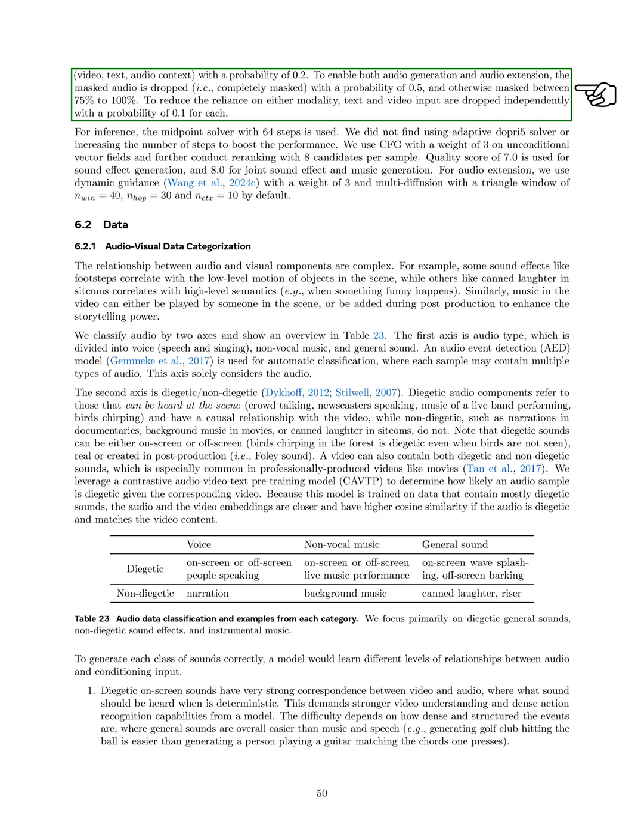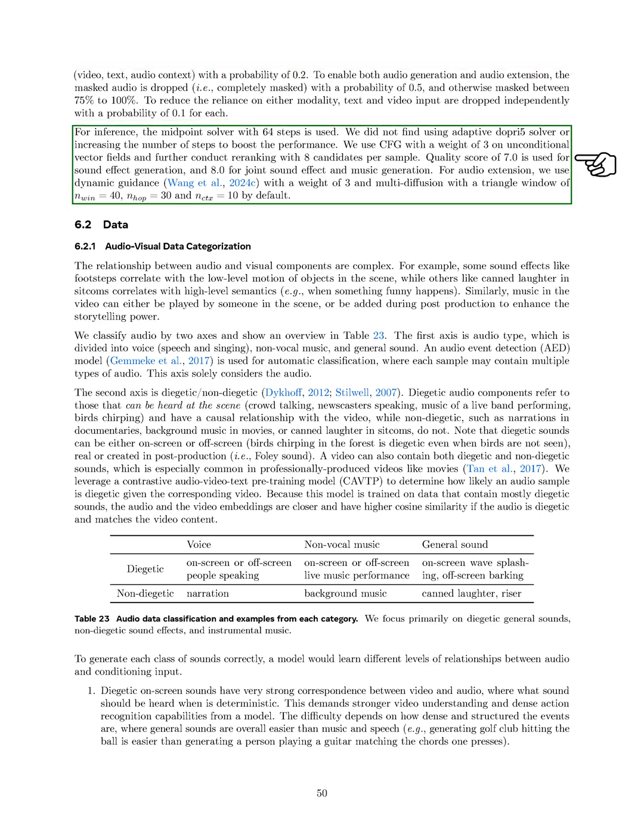To enhance inference with classifier-free guidance, we randomly drop conditioning inputs, video, text, and audio, with a probability of 0.2. For audio generation and extension, we mask audio completely with a probability of 0.5 and partially between 75% to 100%. We also independently drop text and video inputs with a probability of 0.1 each.